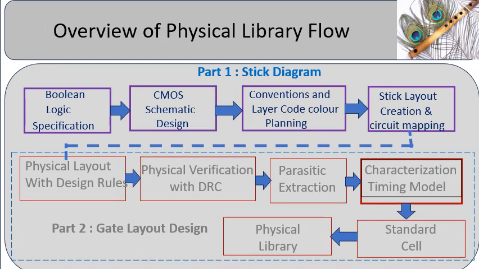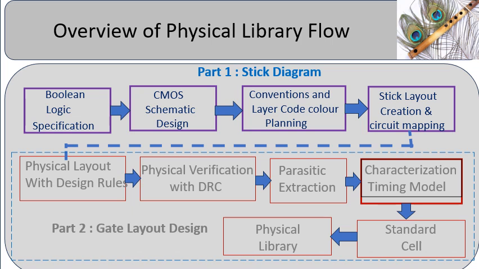In digital VLSI design, the physical library forms the backbone of the place and route flow. As shown in the figure, the library design consists of various stages that start from Boolean function and ends up creating a physical library. In this video we will restrict our discussion to the Boolean expression to stick diagram flow.